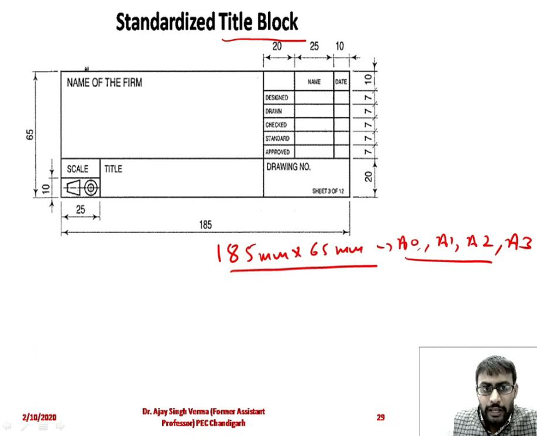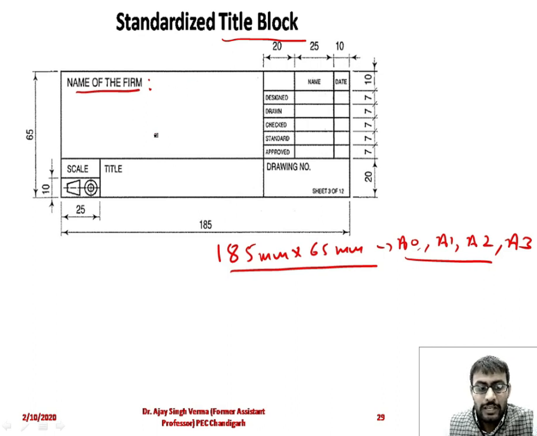So basically, in the title block, these are the key elements that should be available. First one is the name of the firm. For example, if you are working in an industry, or it's your own industry, you write your XYZ Limited, Private Limited. Or if you are a student studying in any university, you just write your university name.